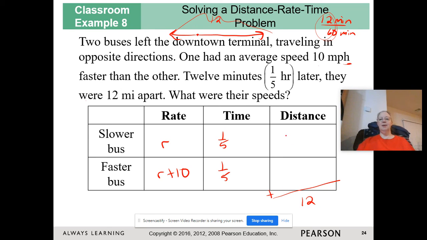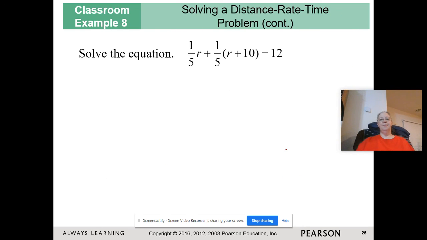Again, rate times time, rate times time. And we're going to add these together because they're a total of 12 miles apart. Okay, so fractions, right? Remember with the fractions, to eliminate the fractions, we're going to find the least common multiple between all of our denominators. So we've got a 5, a 5, and a 1. So our least common multiple is going to be 5. Don't forget to multiply over here. And we cancel and multiply.